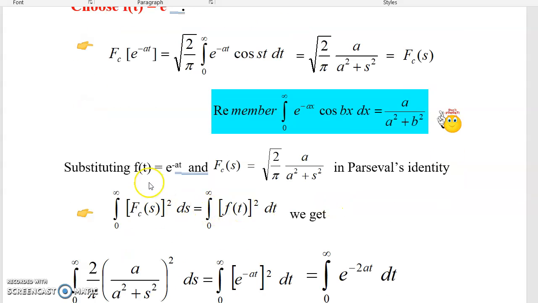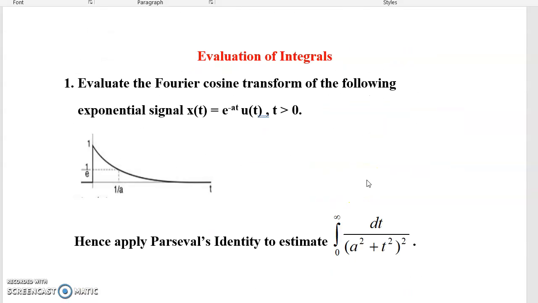So this is the function f of t, which is e power minus at, for which we found the Fourier cosine transform like this: root of 2 by pi a by a squared plus s squared. So this is the answer. Now look at the integral which we have to evaluate. See, this is the integral which we need to estimate.